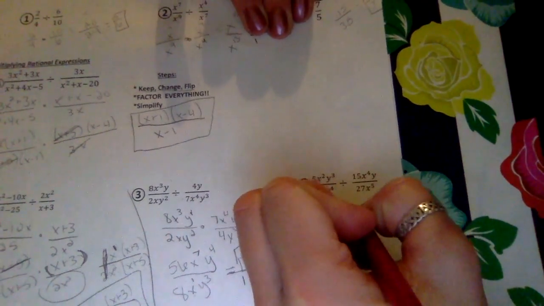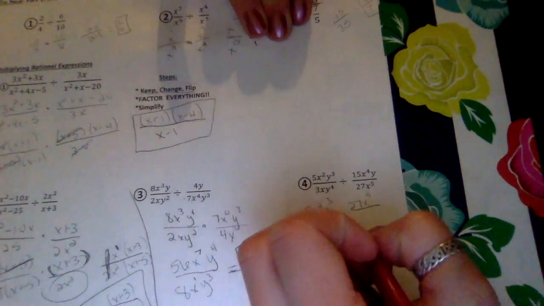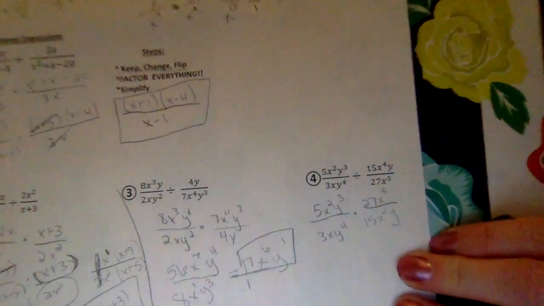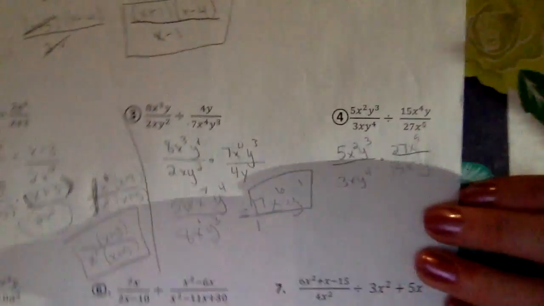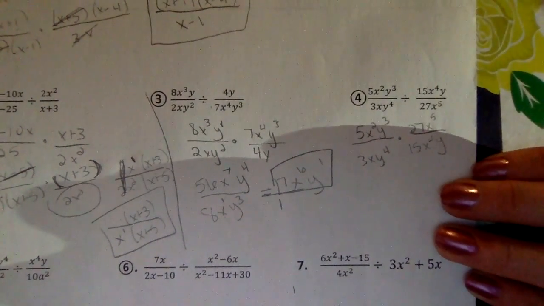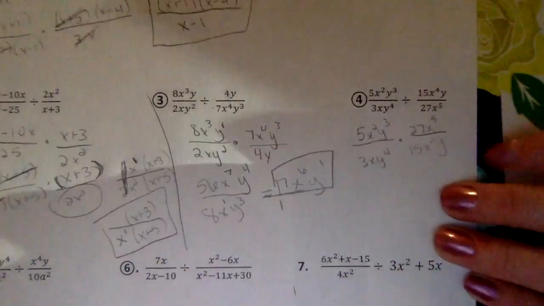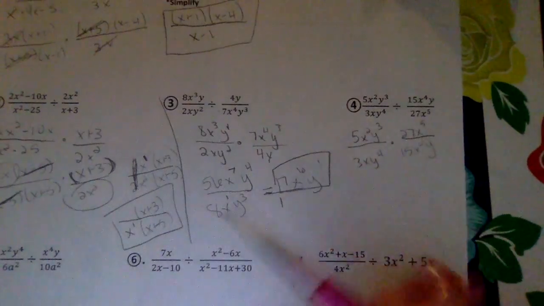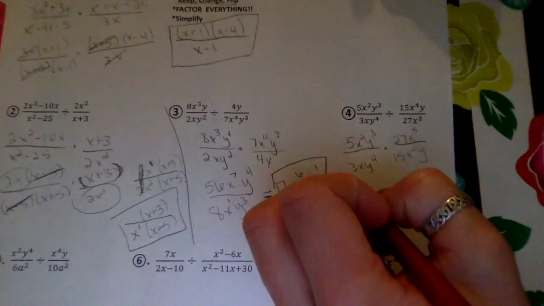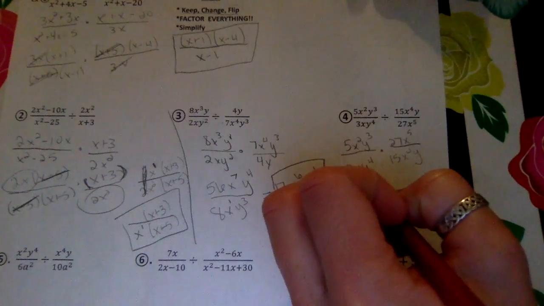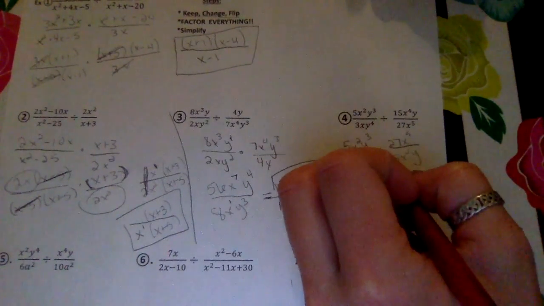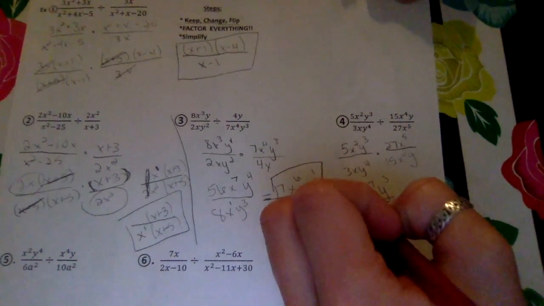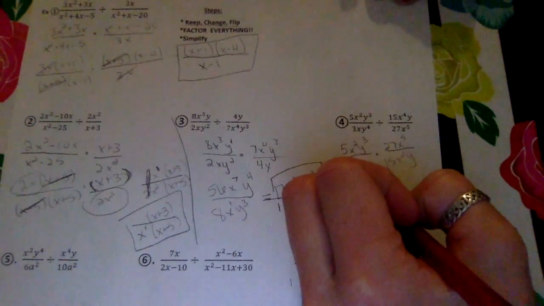Multiply and flip. Now that we know that there's no addition or subtraction, this is the one we're going to multiply straight across and gather everything. So we get 135 x to the 7th, y to the 3rd over 45 x to the 5th, y to the 5th.